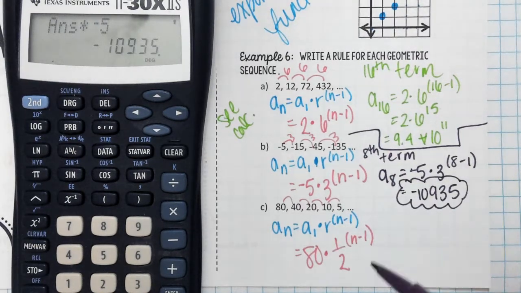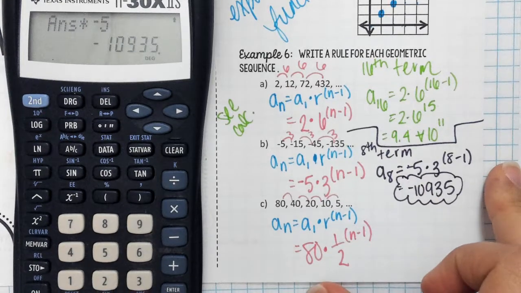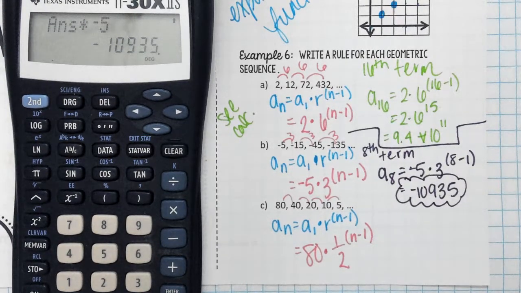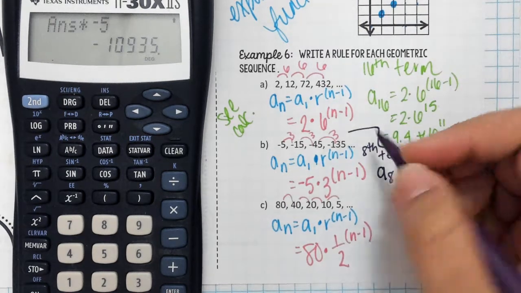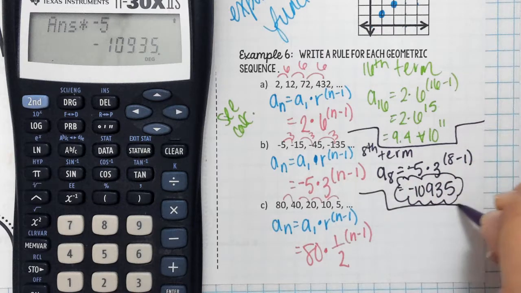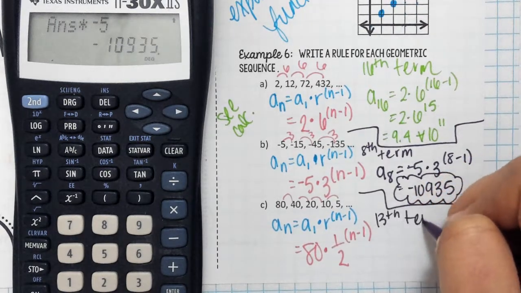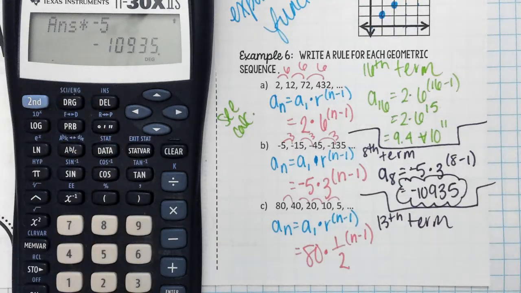All right, for the last one, I want you to find the 13th term. Yep, do it on your own. And when you plug 1/2 into the calculator for your exponent, put 1/2 in parentheses.